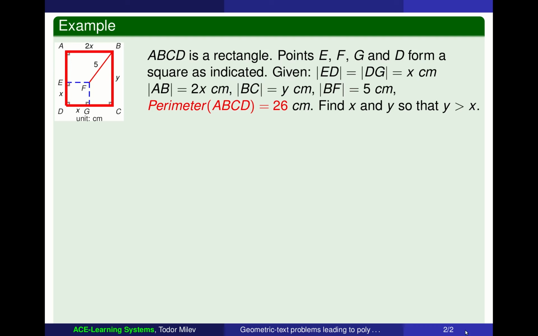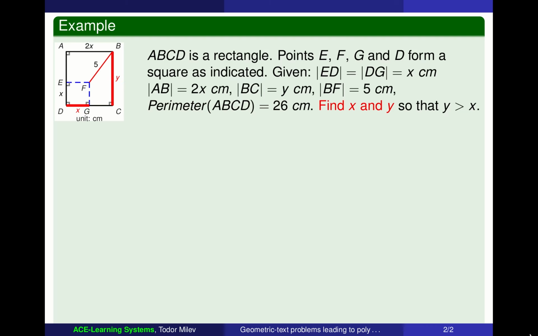What are we being asked? We're being asked to find x and y, so to speak, to find the dimensions of this picture, so as to make this possible. So what are the values of x and y which make this picture possible? We're also asked that y be greater than x.